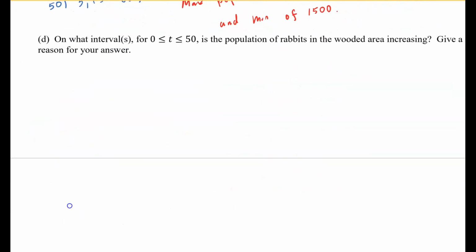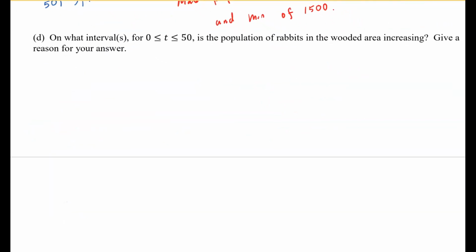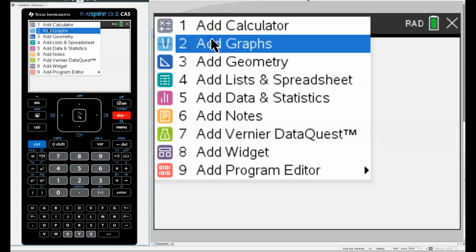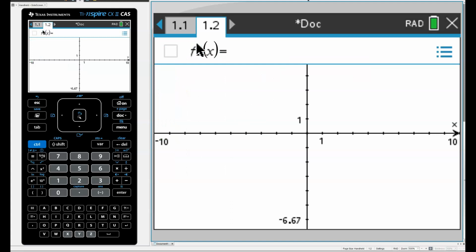Whew. Okay. And then here, D, on which intervals for 0 to 50 is the population of the rabbits in the wooded area increasing? Give a reason for your answer. So here's what we're going to go ahead and do for this one. We're going to graph. So I'm going to go Control, add doc. I need to add a graph. And what I want to graph is, well, a couple of ways you could do this.